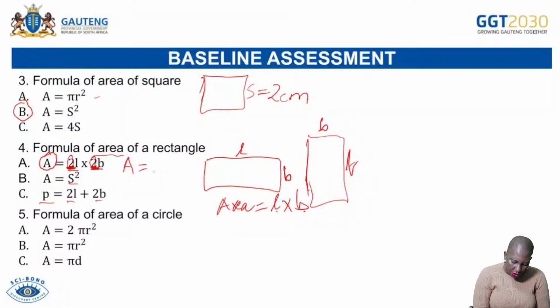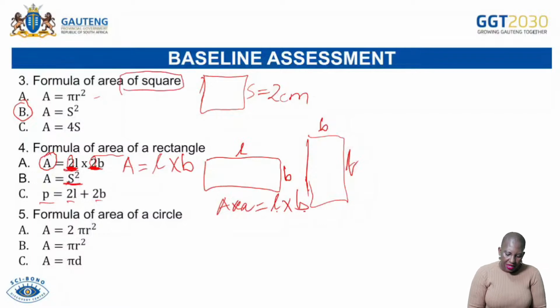Area is equal to length times breadth. Not the 2L, 2B, not the S squared. This one, the S squared, it's the area of what? It's the area of a square. With the area of a square, if the side is 2 centimeters, it will be side multiplied by side, which will be 2 centimeters multiplied by 2 centimeters.